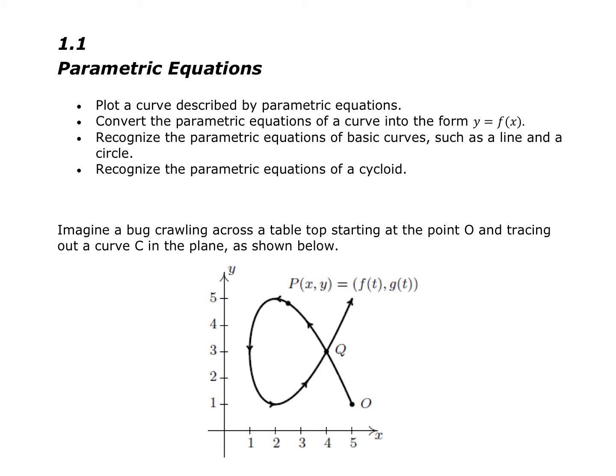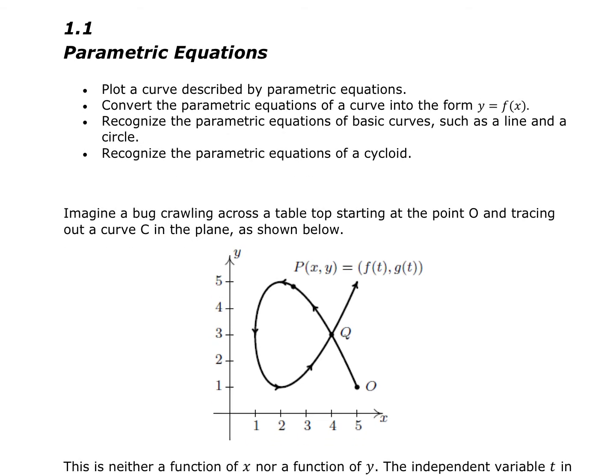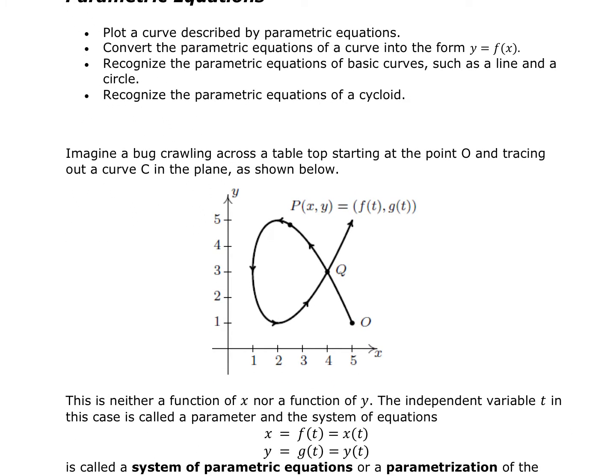So imagine, if you will, a bug is crawling across the tabletop, starting at point O and then walking along, tracing the curve C until it goes on to wherever it goes to. Now notice that this curve, if we start at O, has a direction in which the bug is doing its little dance or walk across the table. So not only is it following some curve, but it also has a direction involved with it.